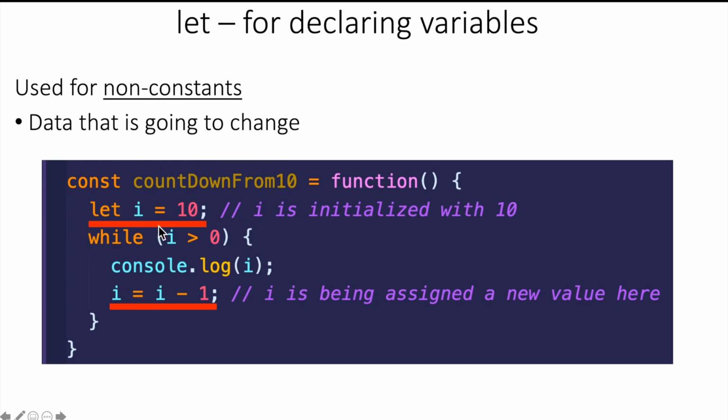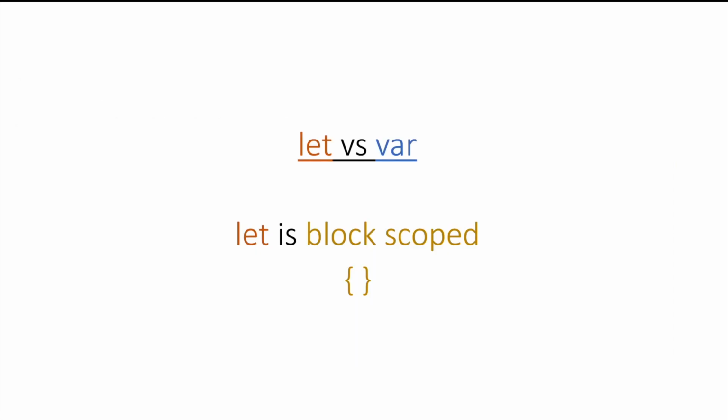We use let for non-constants, that means data that is going to change. In this example we have the variable I which is initialized with the value 10, and then we have a while loop where we are modifying the value of I. Since the value of I is being modified after initialization, we have to use let to declare the variable I.